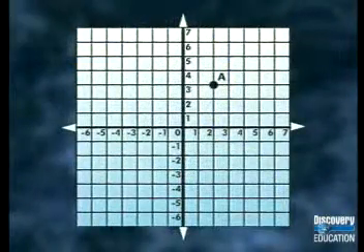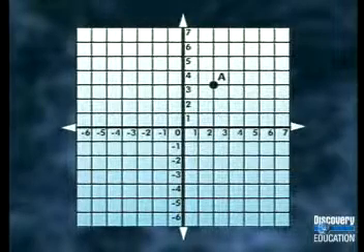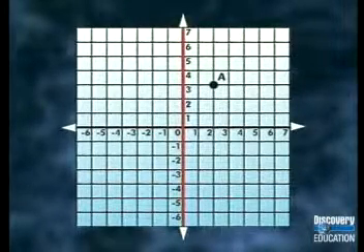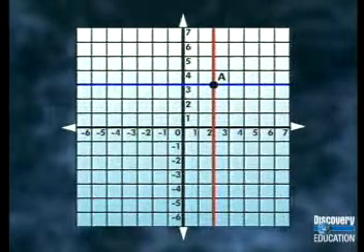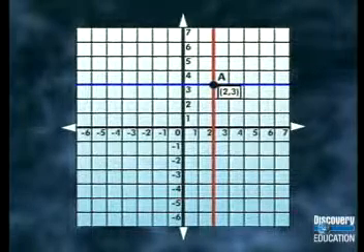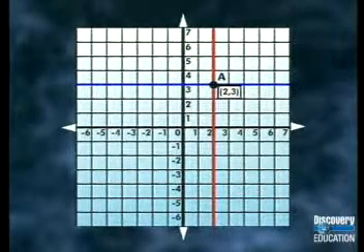Now, what we have here is point A, and I want to know how to label this coordinate. So first I need to locate how far it is horizontally on my graph, and then I need to locate how far it is vertically on my graph. Notice I moved horizontally 2 units and vertically 3 units. So my coordinates would be 2, 3 for point A.